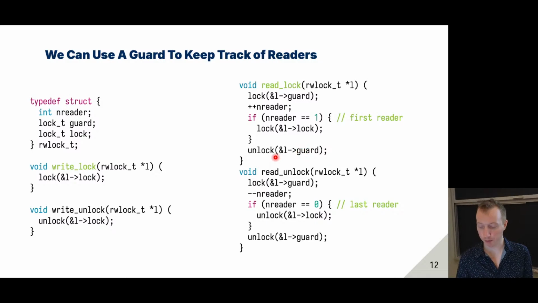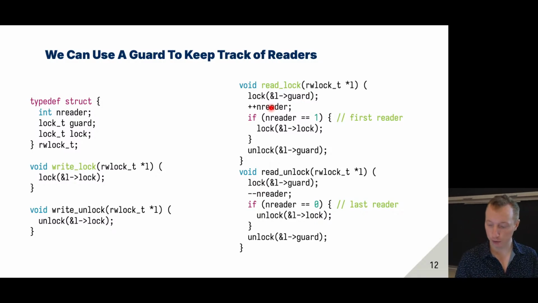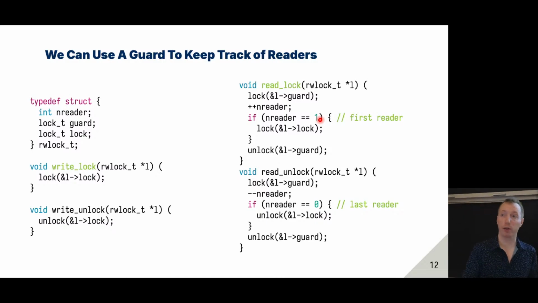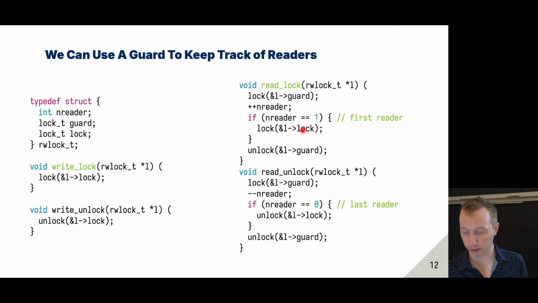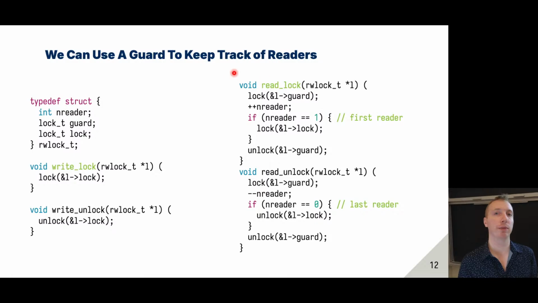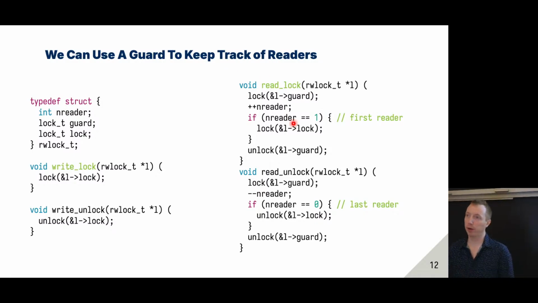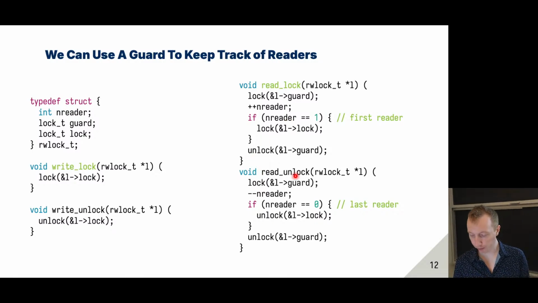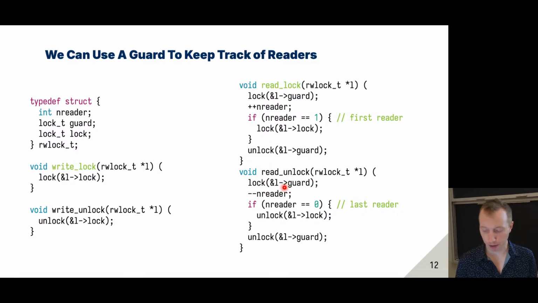So now if another thread was to call read lock, well, it would get the guard, increment the number of readers from like 1 to 2, and then check. Well, it's not the first reader, so it knows that another thread already has the lock for reading, so it doesn't need to acquire this lock because it's mutual exclusion. So it can just unlock the guard, and then we can have as many readers as we want. 2 to 3, 3 to 4, 4 to 5, all good. And then for the read unlock, well, we have to acquire the guard because we're going to change this number of readers.